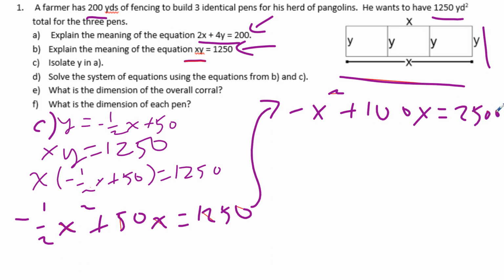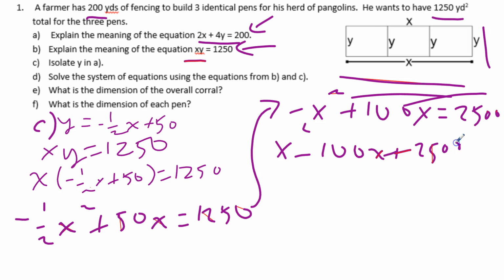Now, I need to move everything to one side, but at the same time, I want to have a positive x squared. So I'm going to move the x squared and the 100x to this side, giving me x squared minus 100x plus 2,500 equals 0.